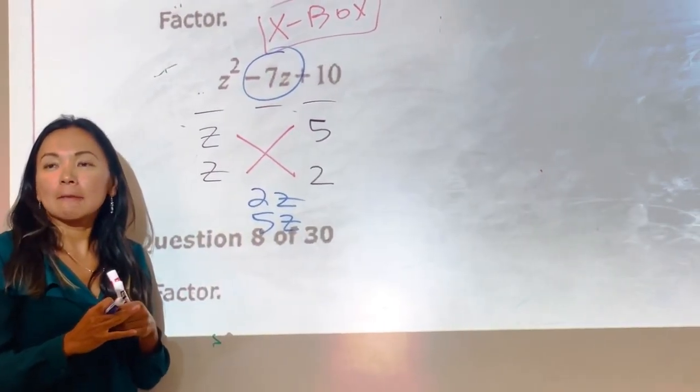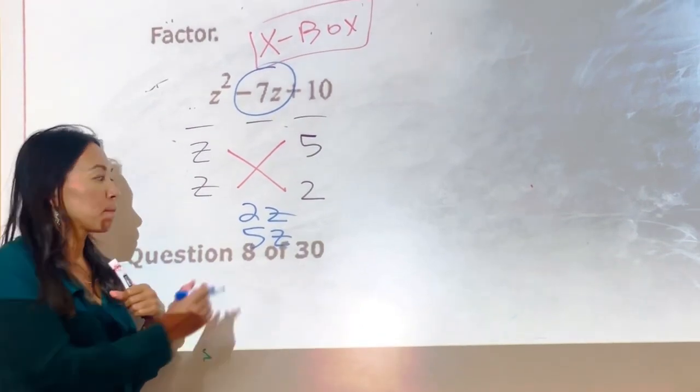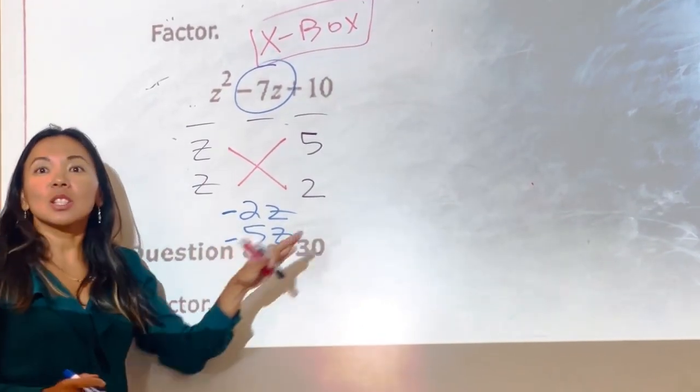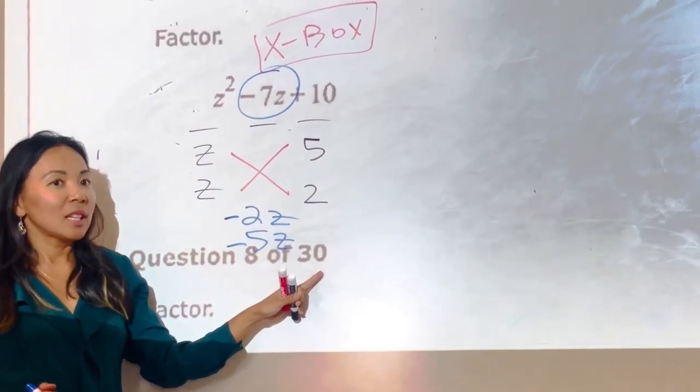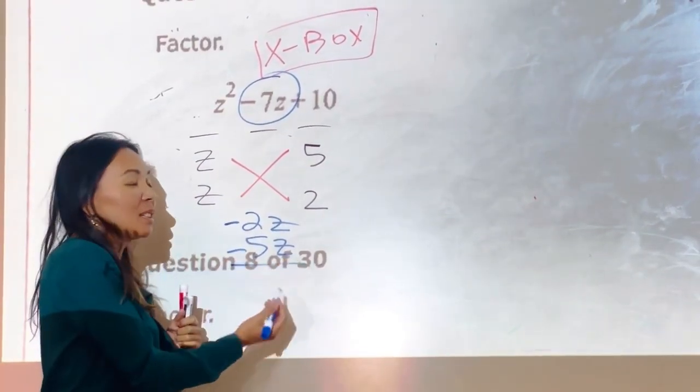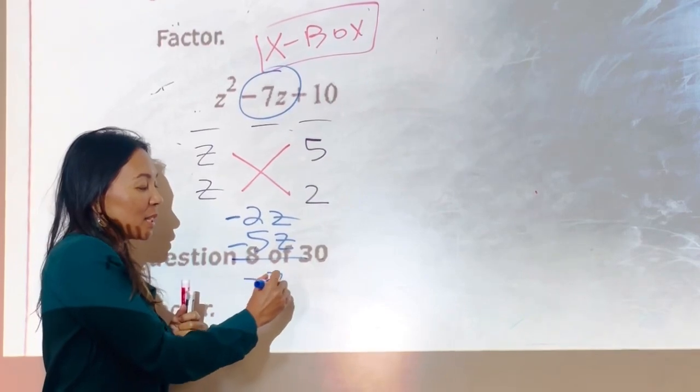Can you do negative 2z, negative 5z? Great. You could do a negative 2z and a negative 5z. And when you add them together, what do you get? Negative 7z.